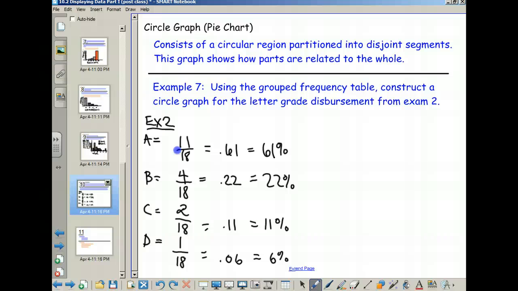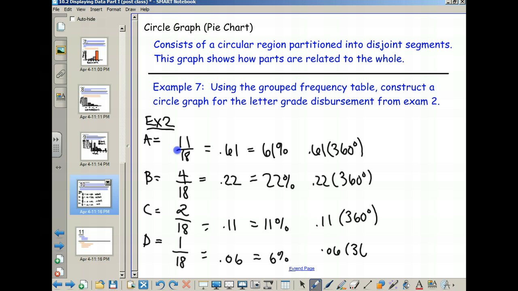360. Okay, so what we're going to do next is we're going to take each of these, and we're really going to do it with the decimal, but we're going to take each of the decimals and we're going to multiply by 360. That's going to tell us how to create the angle in our circle to make it actually be 61% or 22%. So what I'm going to do is I'm going to take 0.61 times 360 degrees. I'm going to take 0.22 times 360 degrees. 0.11 times 360 degrees. And 0.06 times 360 degrees.